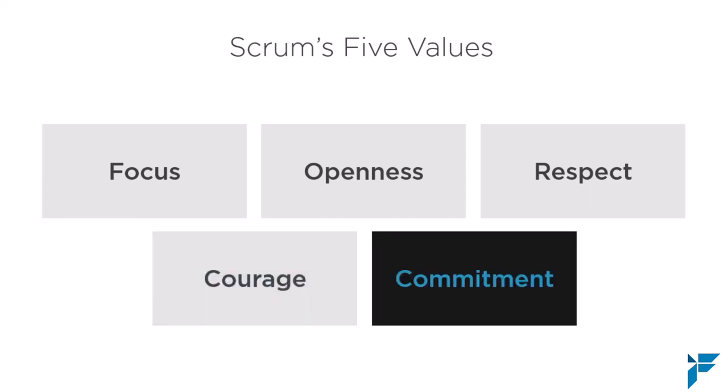Commitment. In Scrum, the whole team commits to doing their best to achieve their goals. They're committed to fully pursuing each sprint goal. To do that, Scrum teams need the companion values of focus, openness, respect, and courage.